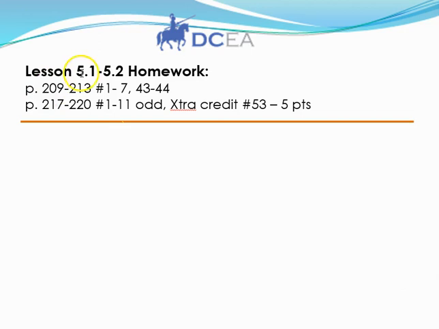So your homework was lesson 5.1 and 5.2. 5.1 was numbers 1 through 7 and number 43 and 44. For 5.2, you had numbers 1 through 11 odd, and there's an extra credit problem, number 53. Even though we have demoed these in class, if you're still having difficulties and the websites don't work, please contact me for some assistance. God bless.